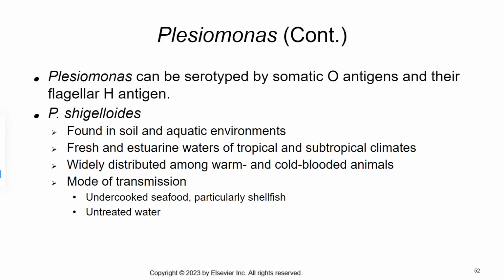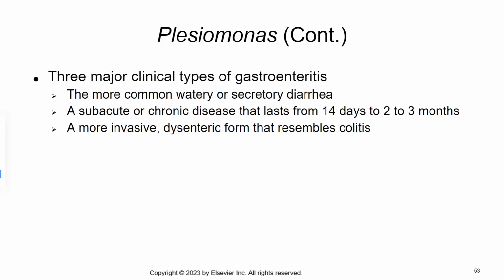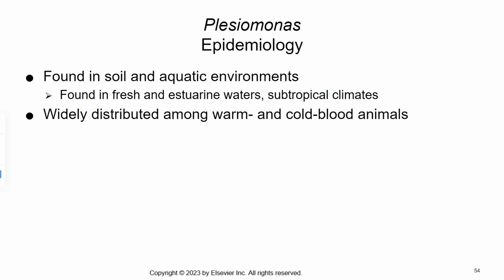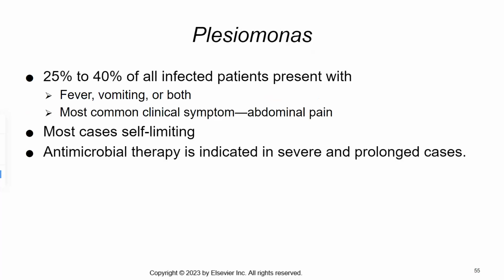It can be serotyped by somatic O antigens and flagellar H antigens. They're found in soil and aquatic environments, widely distributed amongst warm and cold-blooded animals, and mode of transmission is undercooked seafood, particularly shellfish, or untreated water. 3 major clinical types of gastroenteritis: the more common watery secretory diarrhea, a subacute or chronic illness that lasts from 14 days to 2 to 3 months, and a more invasive dysenteric form that resembles colitis.